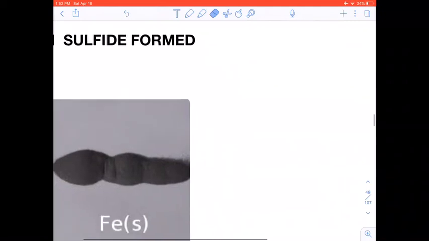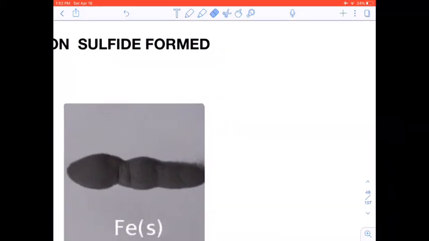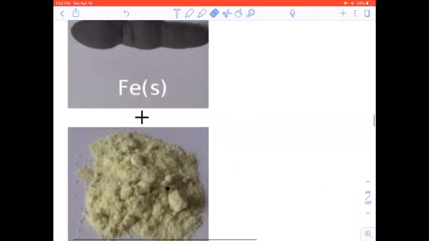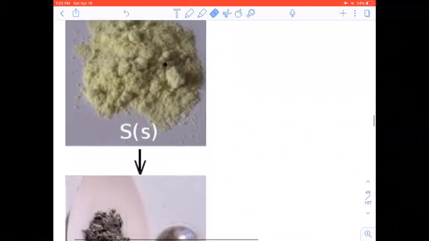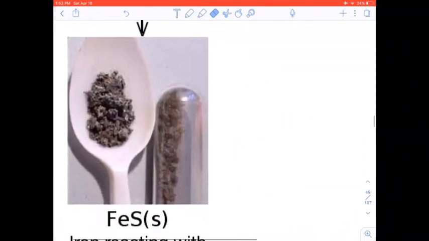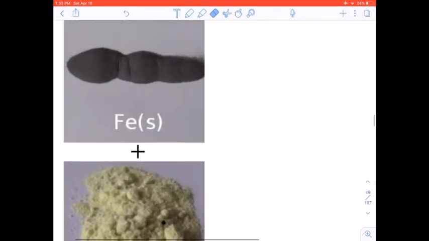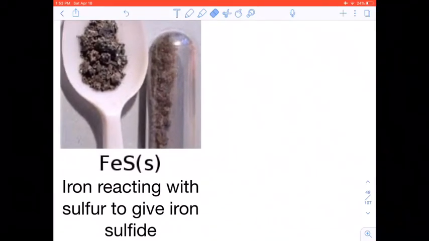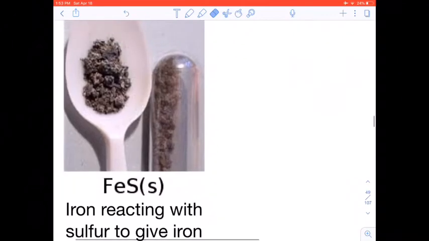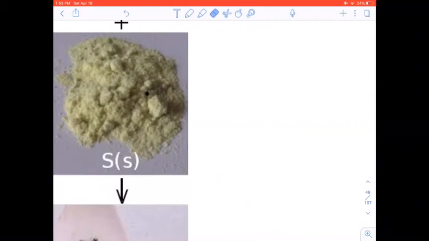Then we go to iron sulfide, not sulfate, sulfide. So here you have iron, and there you have your sulfur, which is a yellowish powder, and when you heat it, it reacts to give FeS. At the macro level, you know how these substances look, and when they react, they give us iron sulfide. So you can have a macroscopic description of that particular reaction.